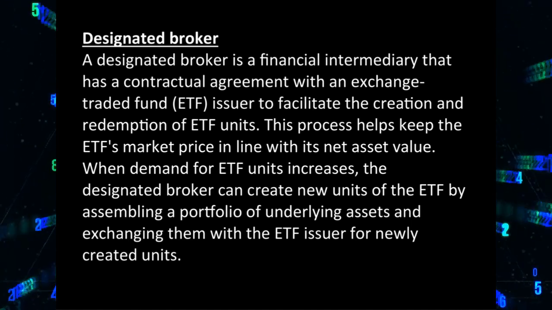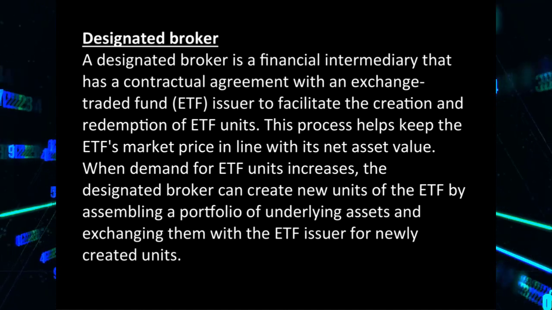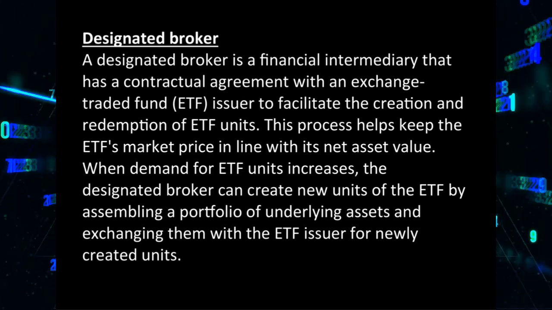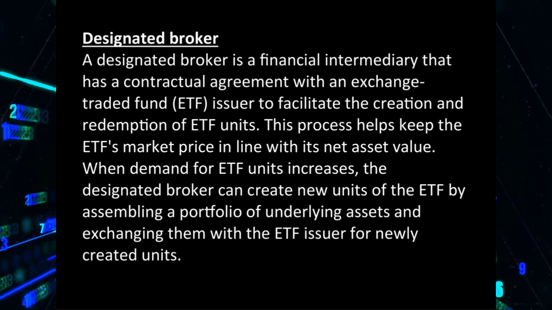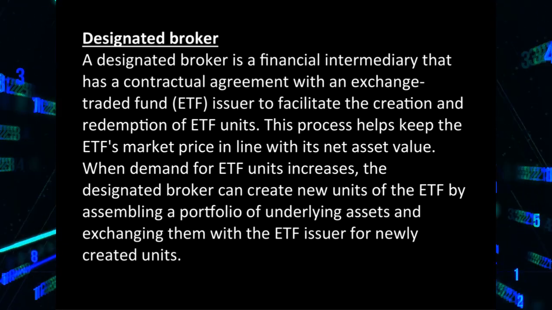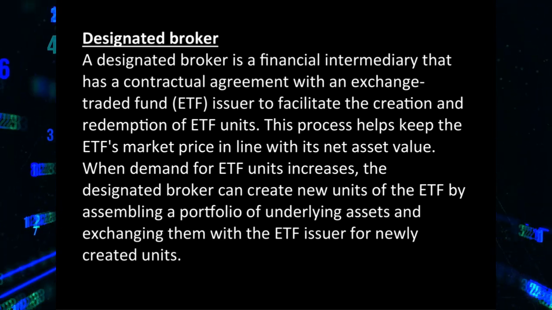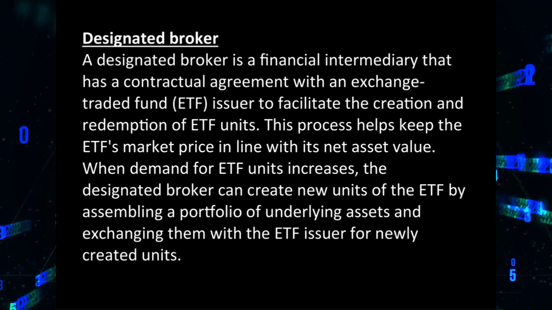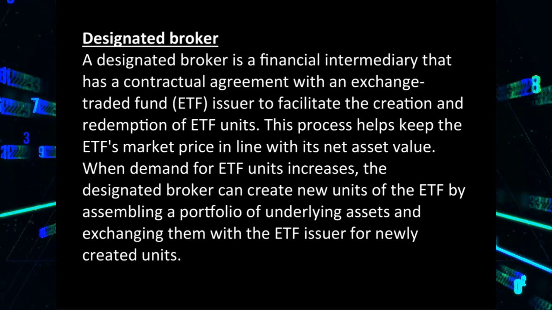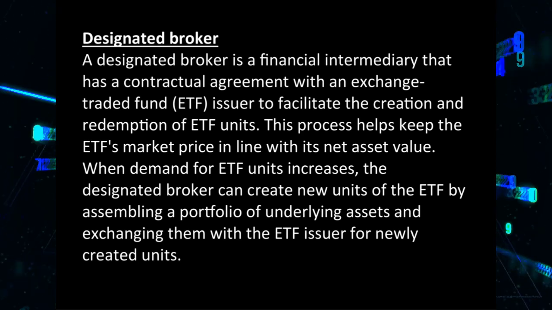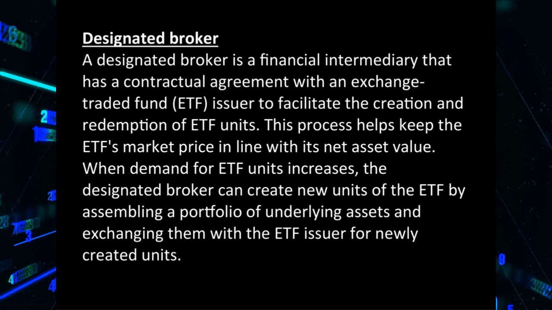When demand for ETF units increases, the designated broker can create new units of the ETF by assembling a portfolio of underlying assets and exchanging them with the ETF issuer for newly created units. Conversely, when demand for ETF units decreases, the designated broker can redeem units by returning them to the issuer in exchange for the underlying assets. This mechanism helps ensure that the ETF's market price closely tracks its underlying assets' value and promotes efficient trading in the ETF market.